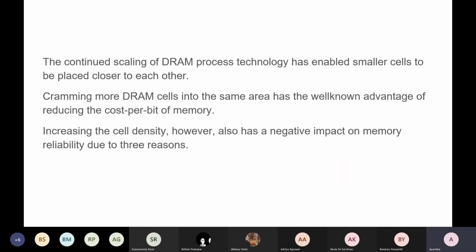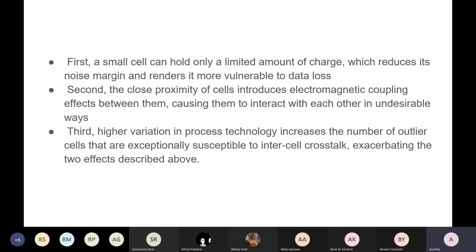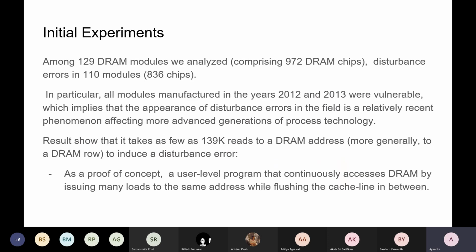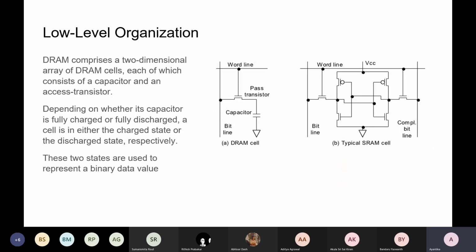Okay, first let me explain what we are going to do in this attack. First we will come to this diagram, then I will go back to the slides again. Here we are focusing on the DRAM part of our design. First we will quickly recap what happens when a DRAM cell stores bits, when we store 1 or 0, and when we read from or write to some DRAM cells.